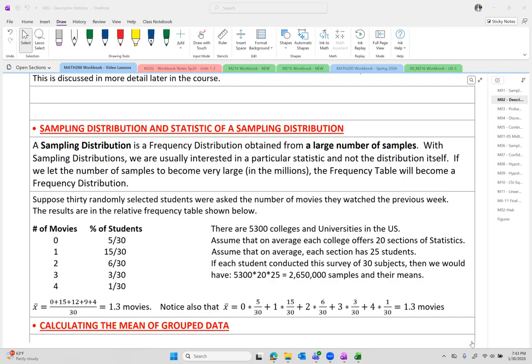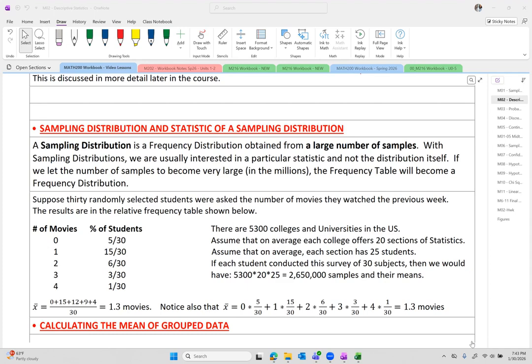Another thing we will look at in this course in more detail, in a significant portion of this course, is what we call the sampling distribution. The sampling distribution is a frequency distribution obtained from a large number of samples. That means taking samples multiple times. Every time you take a sample, you are usually interested in a particular statistic.